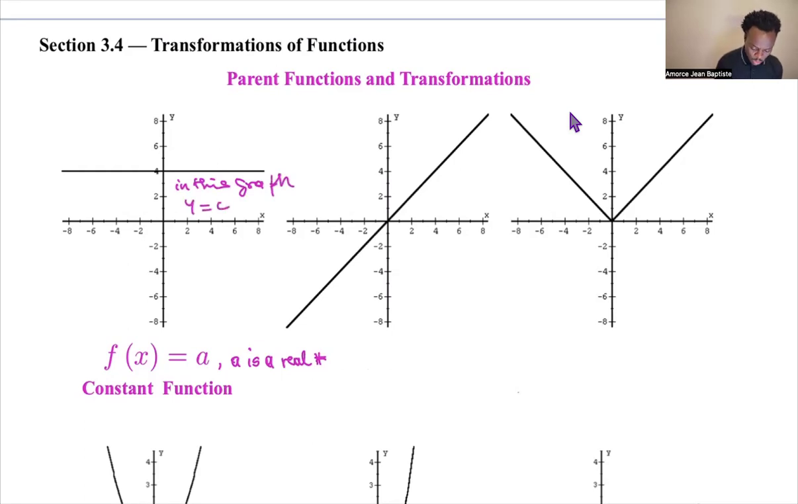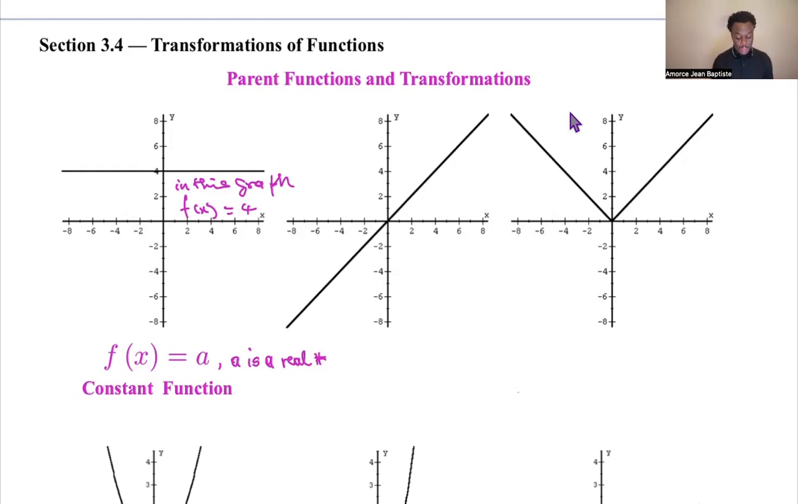It's f of x equals 4. But that can be any number. If f of x was -2, you would have a straight horizontal line passing through -2 and so on. So that's the constant function.